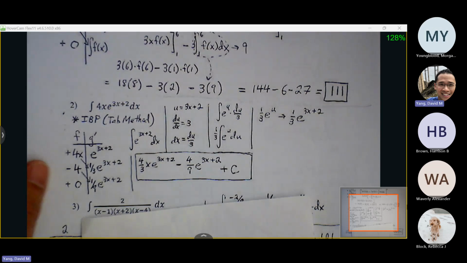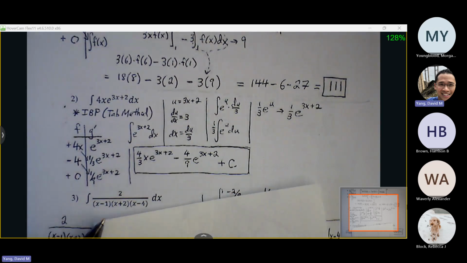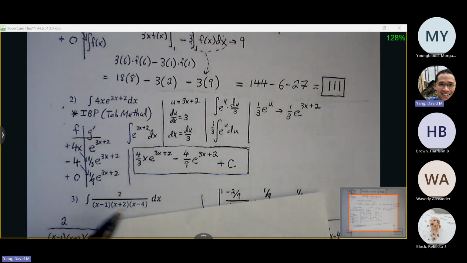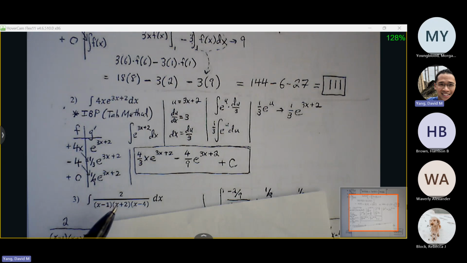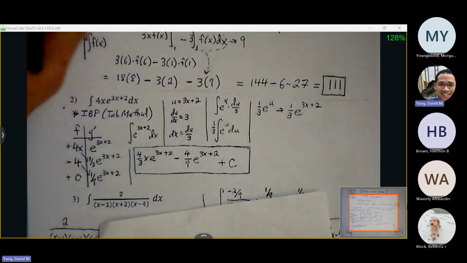All right, number three, we see all these factors in a denominator. This is going to be a good candidate for partial fractions. So ideally, we would like to split this up into three separate fractions. First fraction being x minus 1, second fraction being x plus 2, third fraction with x minus 4.